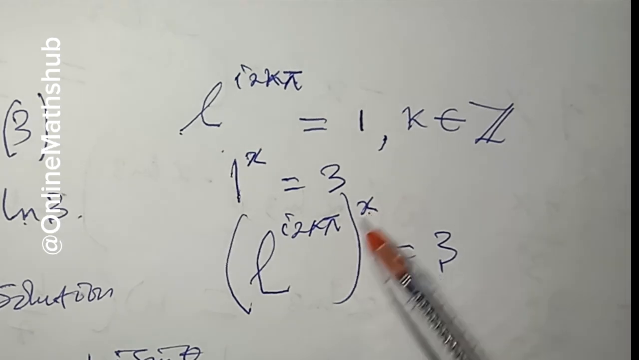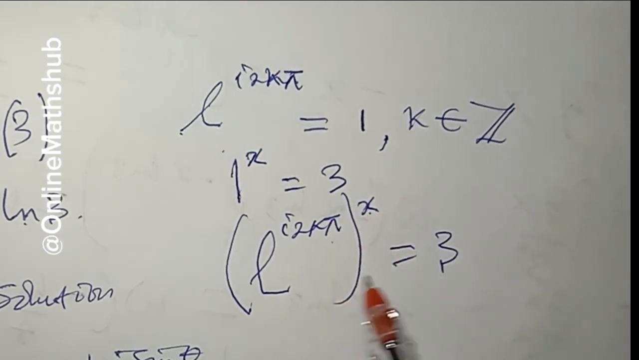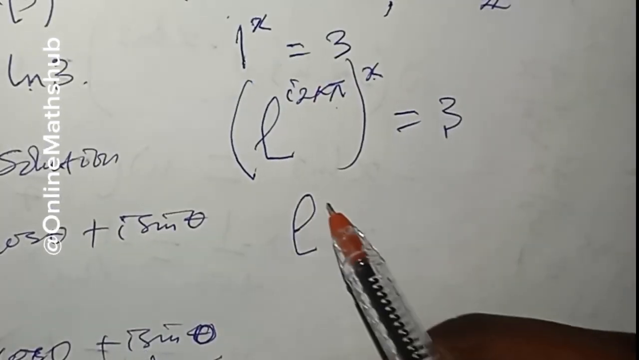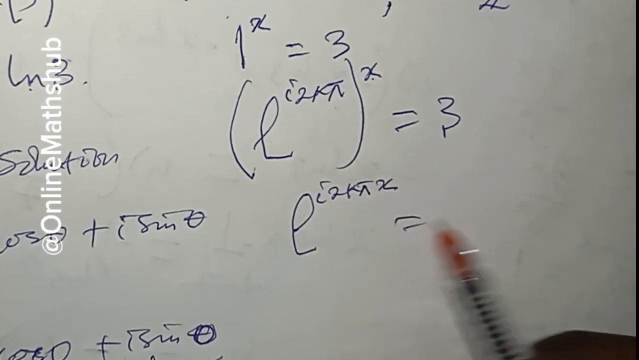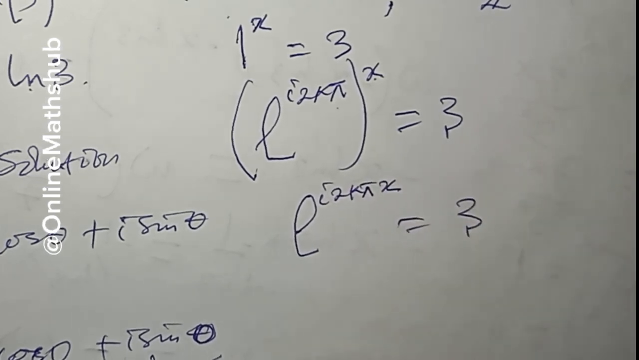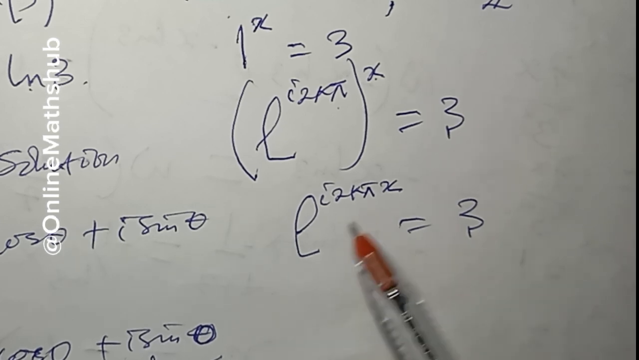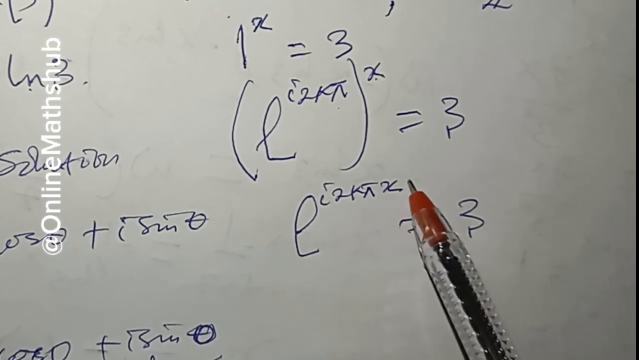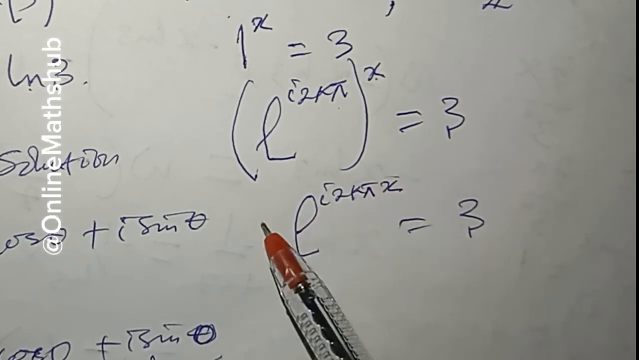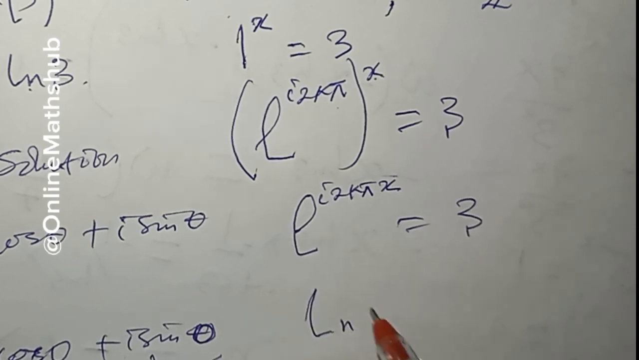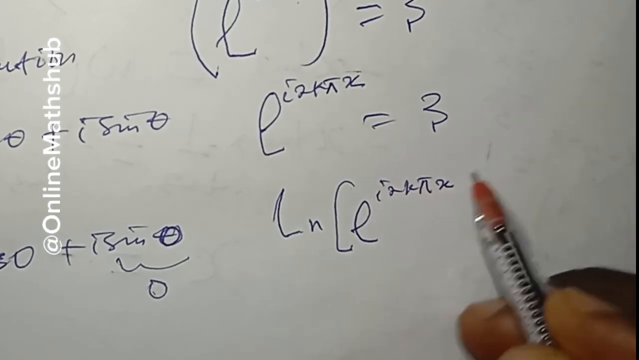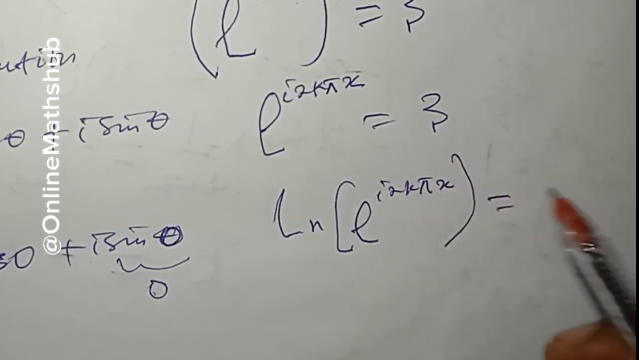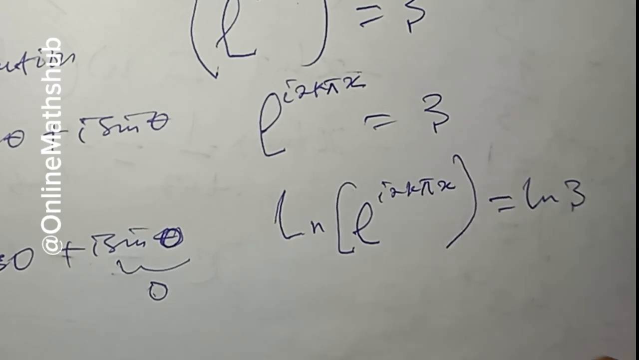We can use this x to multiply the stuff we have right here, and if we do that, we have exponential i 2k pi x is equal to 3. Like we've always done, we take the natural log of both sides so that we can bring all of this down. So we have the natural log of exponential i 2k pi x equal to the natural log of 3.